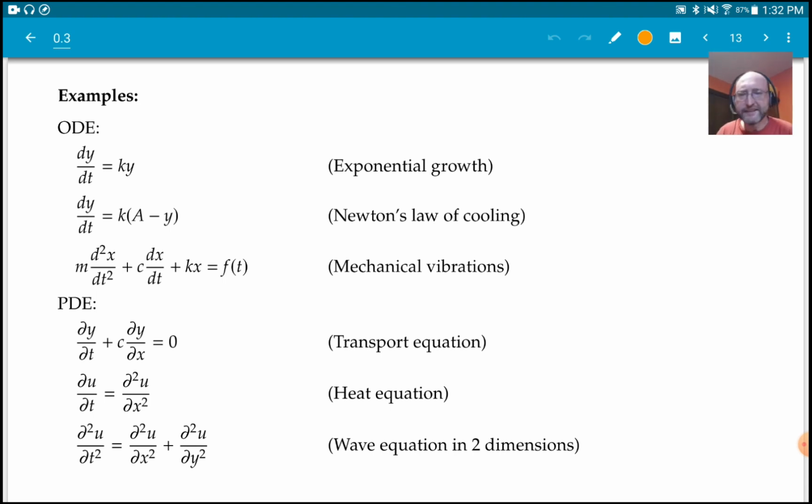Here's another, slightly more complicated one, the wave equation in 2 dimensions, maybe waves on a lake. So x, y, and t are the independent variables. x and y are maybe the position on the lake, t is time, and u is the amplitude of the wave. Something that satisfies this equation has second derivatives here, but they're all partial derivatives. That's why it's a PDE.